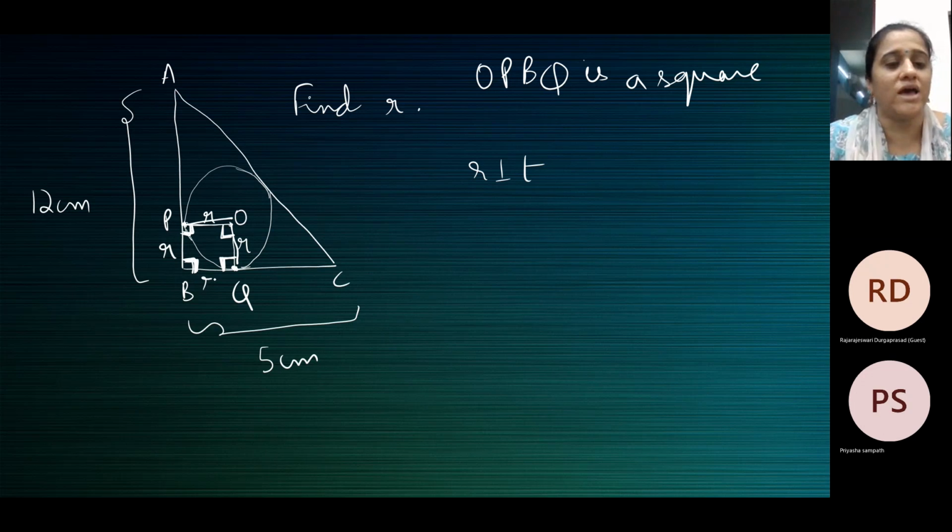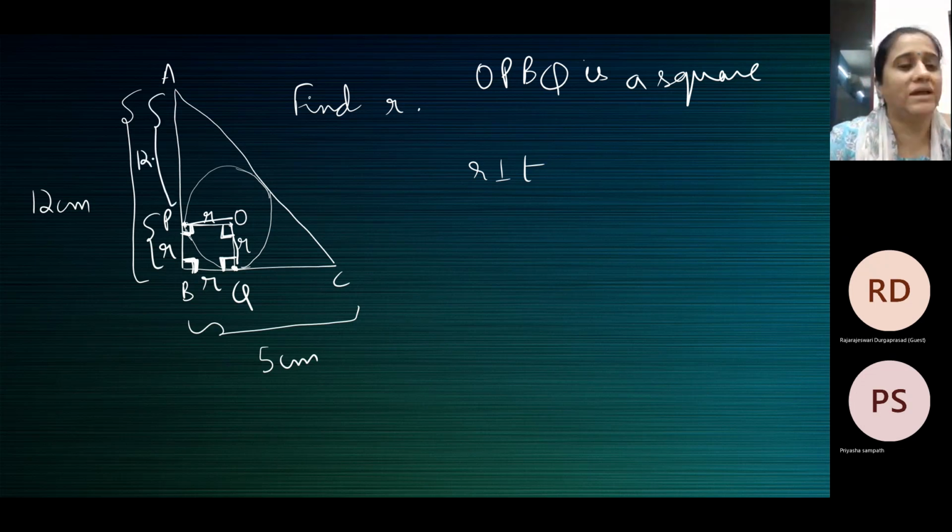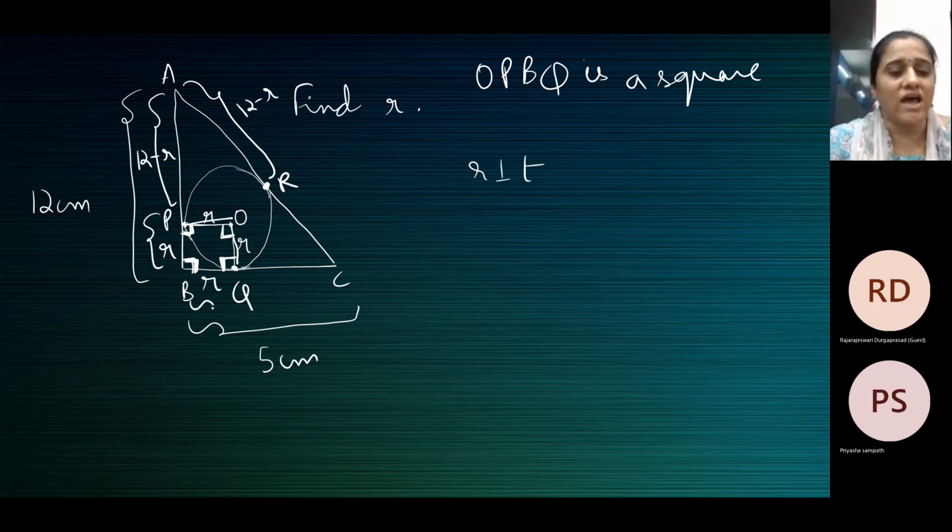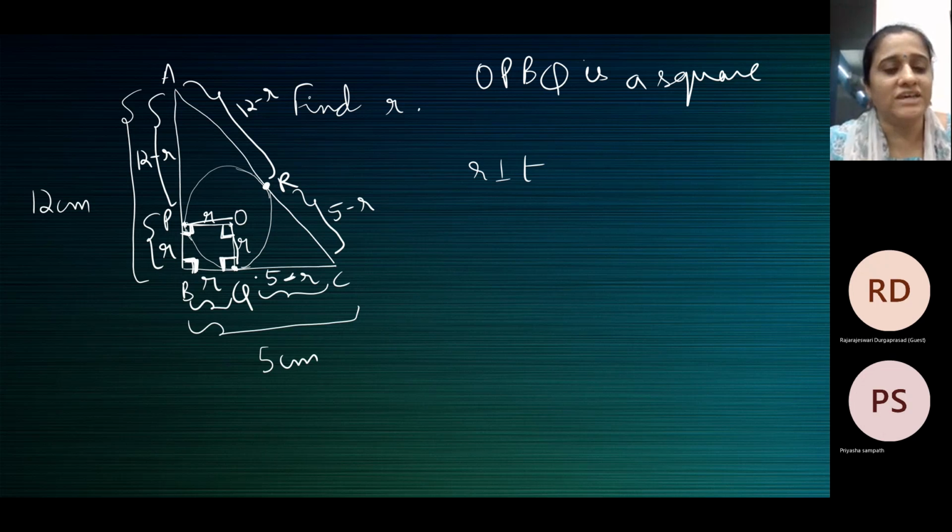So this is also R, this is also R. BP and BQ are R units. All the sides are equal to R. Now, if this one is R, how much is the rest of it? 12 minus R. Let me call this R. How much is this? 12 minus R. Then if this is R, how much is the rest of it? 5 minus R. Then how much is this one? 5 minus R, because CQ and CR are tangents from the same external point of the circle, so they're equal. Similarly, AP and AR are tangents from the same external point, so they're equal.